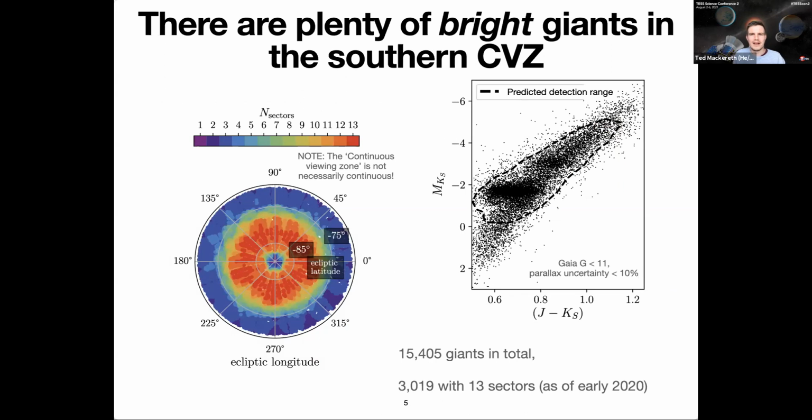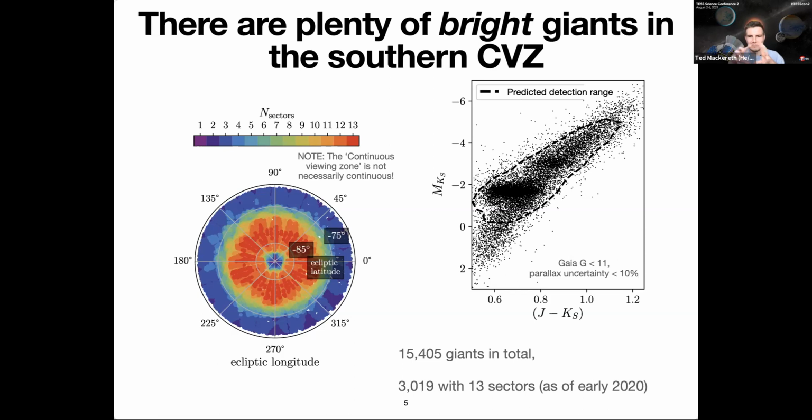And so my role was really just to make the selections of stars and choose something that was maybe astrophysically interesting. So we were able to select all of these bright giants in the southern CVZ. We selected 15,000 giants from Gaia with a G-band magnitude of less than 11. So these are really bright, and with parallax uncertainties less than 10%, because we wanted to see if luminosity measurements were able to help us increase the precision of our measurements later on. And I'll talk about that a little bit.